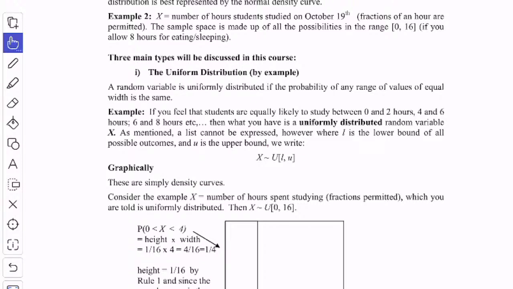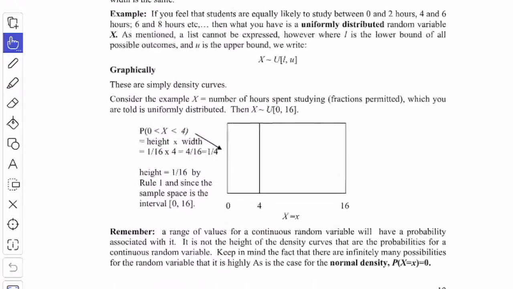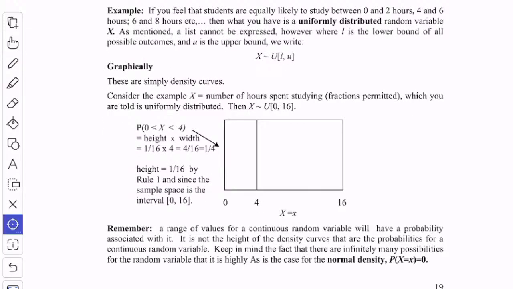A uniform distribution looks like this. So it is continuous. It's set up between a lower and an upper bound. So this shows 0 to 16 hours of studying. And we assume uniformity. It means that any equal block of study hours, no matter if they're a low number of hours or a high number of hours, is equally likely. You see, that's what the box gives you.